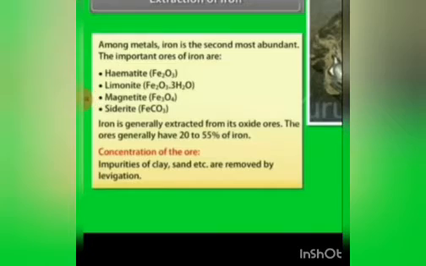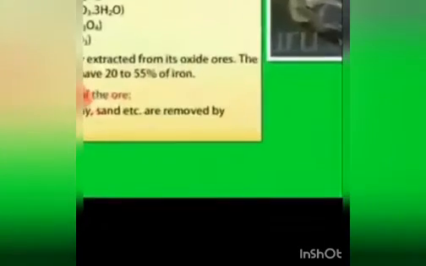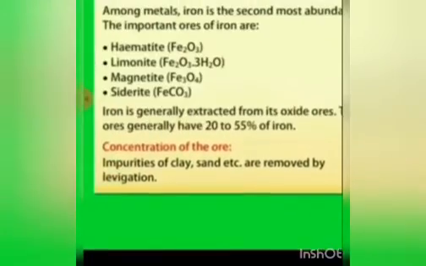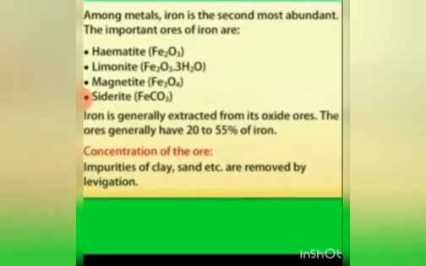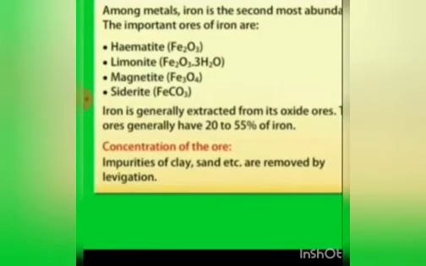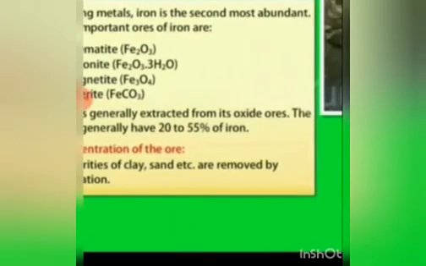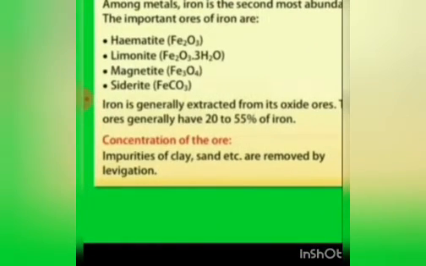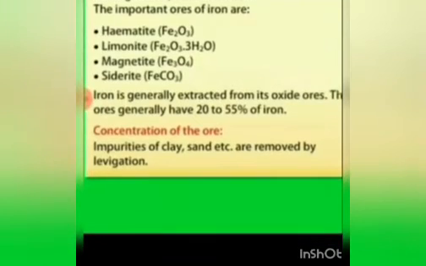Extraction of ore. Among metals, iron is the second most abundant element in the earth's crust. The most important ores of iron are hematite or red ore of iron, limonite or brown ore of iron, magnetite and siderite. Iron is generally extracted from its oxide ore. The ores generally have 20 to 55% of iron.